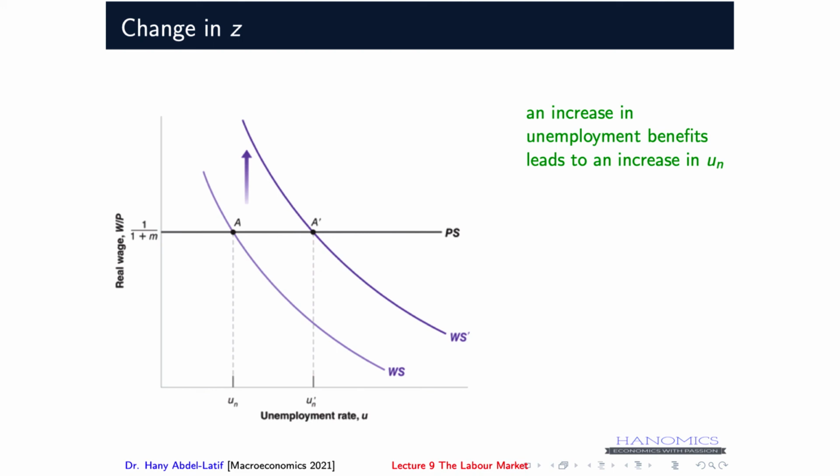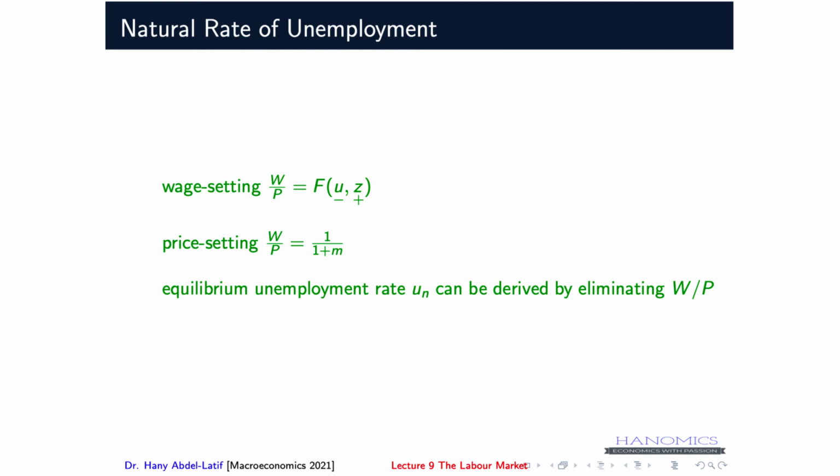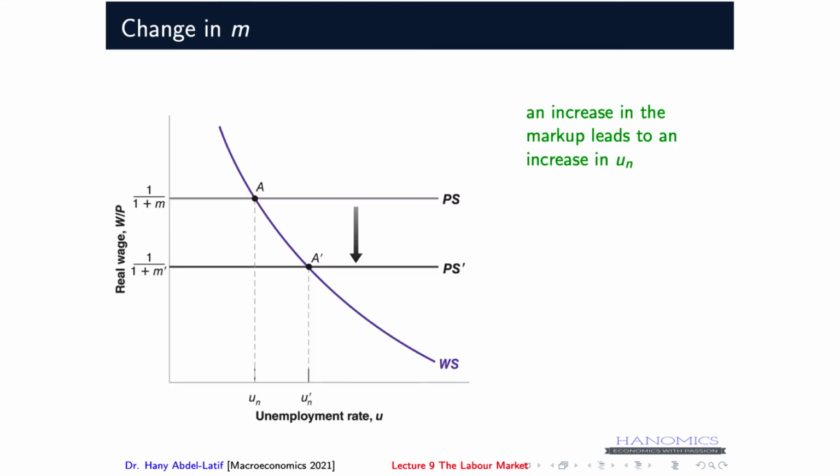How about if the markup changes? Going back to these two equations, the markup is in the price setting equation, so it's not in this equation. A higher markup will shift that curve down. Going down means that we move from this point A to this point A prime. So this is the new equilibrium point, which again shows that the natural rate of unemployment is now higher.